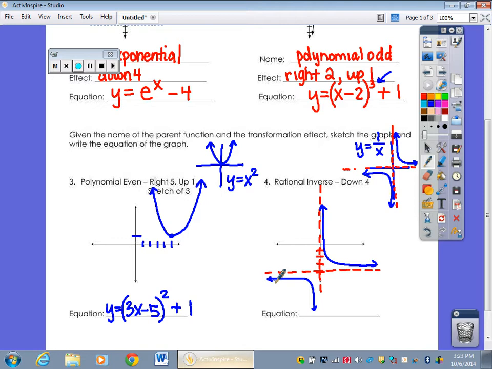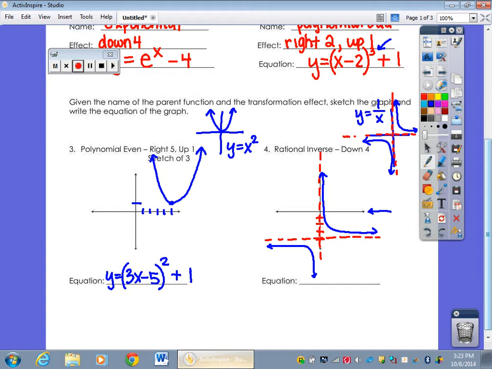So notice all I did was take the asymptotes, and since it didn't go left or right, I kept the vertical asymptote the same. And because it shifted up or down, I moved the horizontal asymptote from 0, which it should have been right there, down 4 spots to -4.